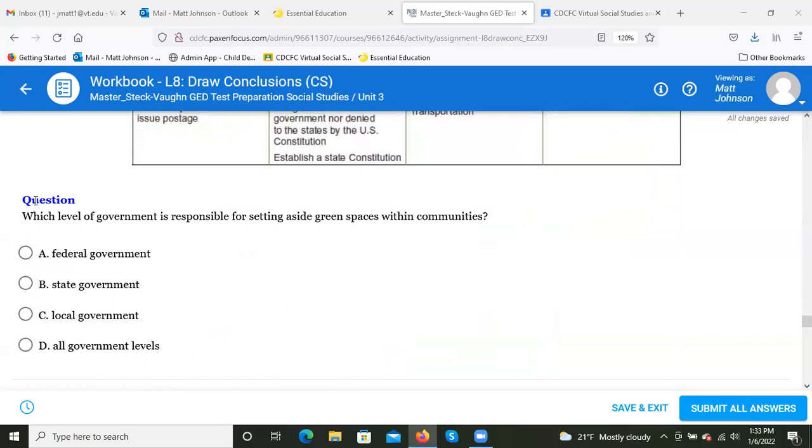Tracy, number 9, could you read that one for us? Yes, number 9. Which level of government is responsible for setting aside green spaces within communities? A, federal government. B, state government. C, local government. D, all government levels. What level? Green space within community.